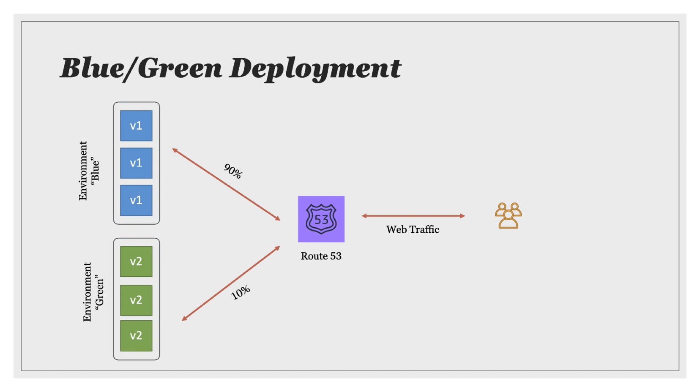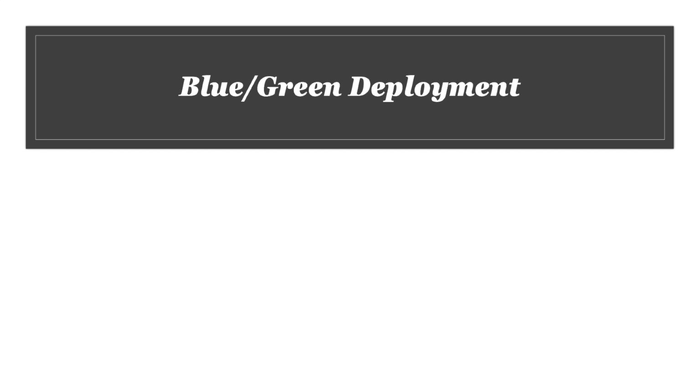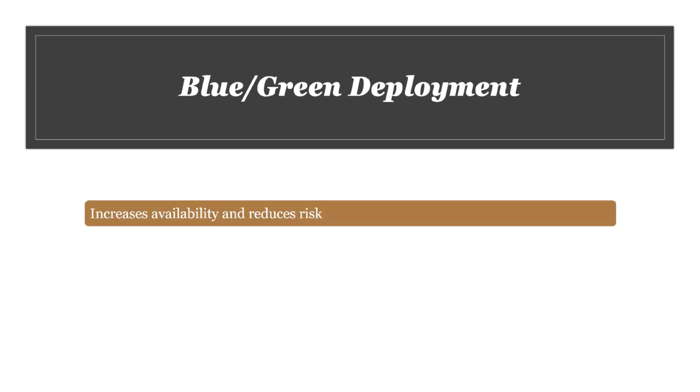Now, once your green environment passes the health check, then you can use a concept called swap URLs. I'll show you afterwards how you do that. And you send the entire traffic to the green environment. And thereafter, you terminate the blue environment. So how does this work for you? The blue-green deployment will increase the availability and reduce your risk.